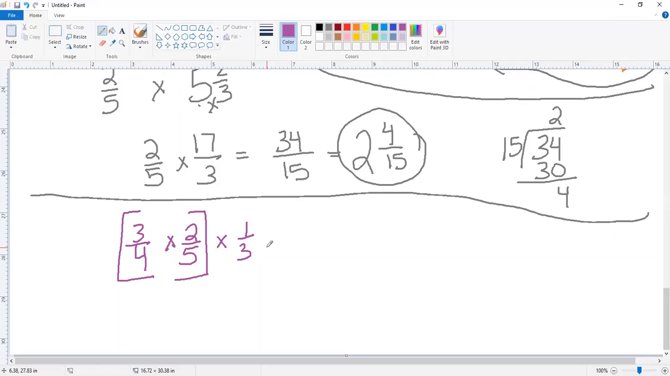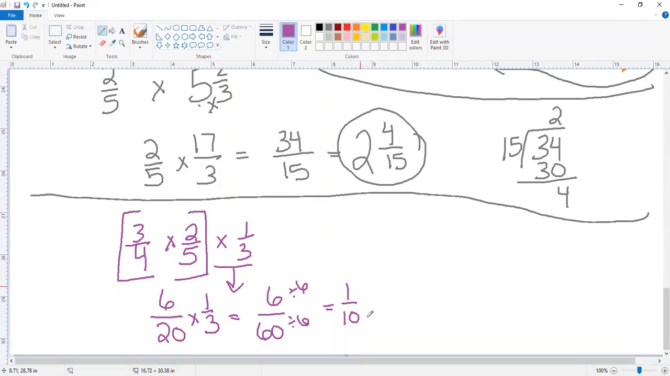So we're going to start with the first 2 numbers. 3 times 2 is 6. 4 times 5 is 20. And then we're going to bring down our 1/3. And 1 times 6 is 6. 20 times 3 is 60. And we can reduce that by 6. Ooh, that was a nice fraction to reduce. We get 1/10.